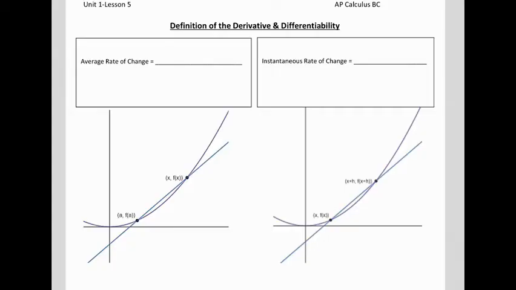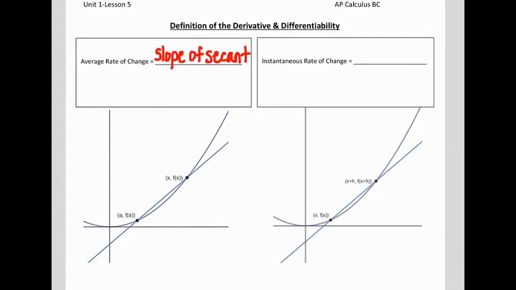Unit 1, Lesson 5, Definition of the Derivative and Differentiability. First, let's recall the definition for the average rate of change. Now, an average rate of change is going to be the slope of the secant line.